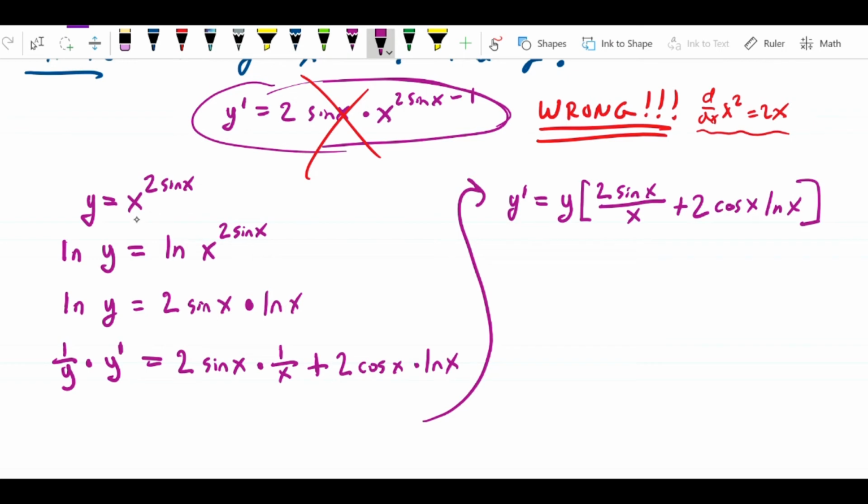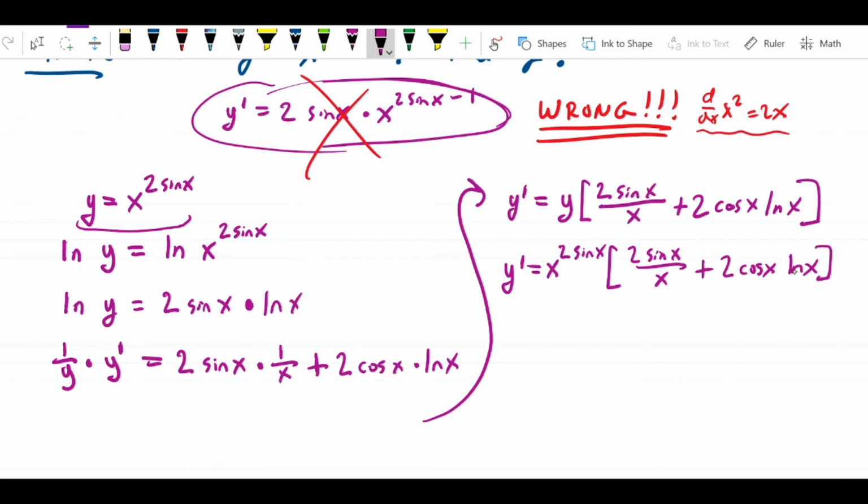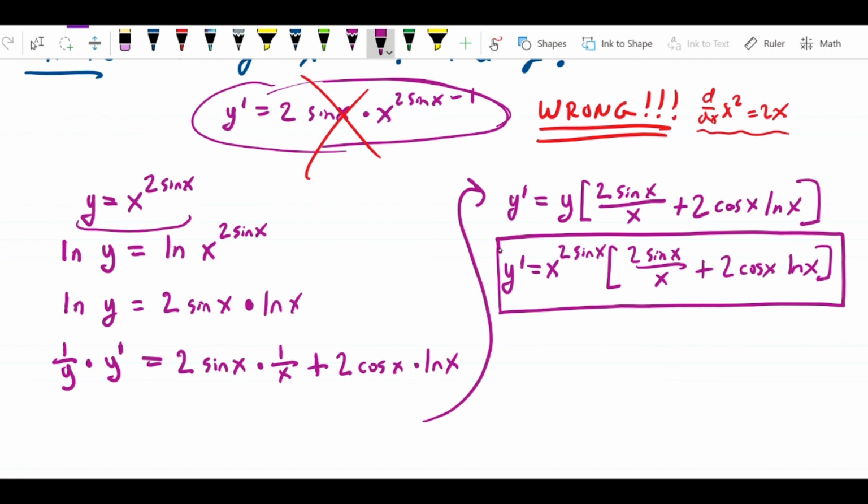And then finally, since we know what y is, we can simply replace y with its original definition in terms of x, and that gives us y prime is equal to x to the 2 sine x times 2 sine x over x plus 2 cosine x ln x. And that's the derivative of that function.